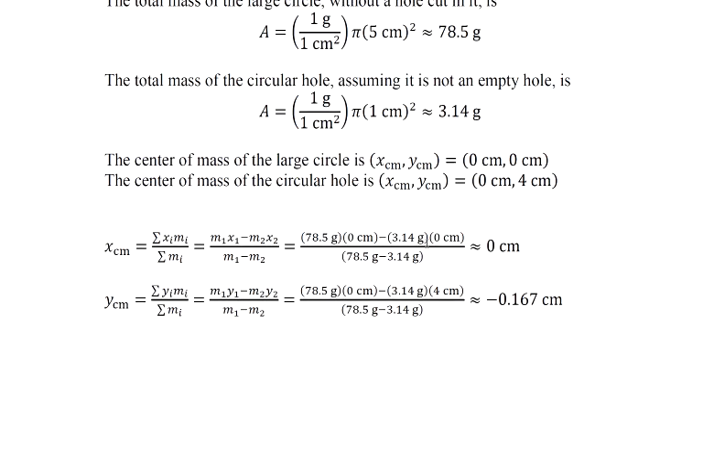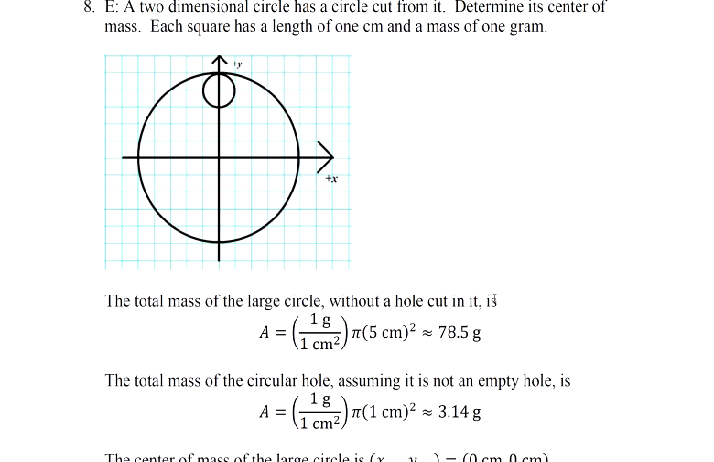So x center of mass, we're going to get this. Now remember, there's a minus sign here because there's a missing mass. We're not adding. Same thing with y. So the center of mass is going to be 0, negative 0.167. And that makes sense because the center of mass on the horizontal axis is going to be 0. The center of mass on the vertical axis is going to be below 0 because there's missing mass on the top. So that's why it's going to be below zero, not above zero.